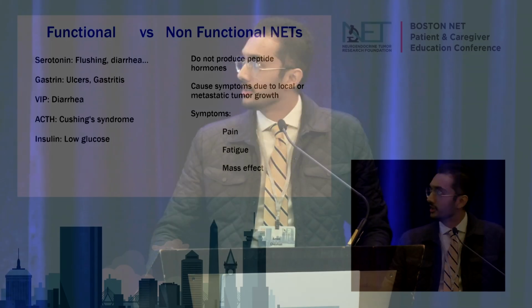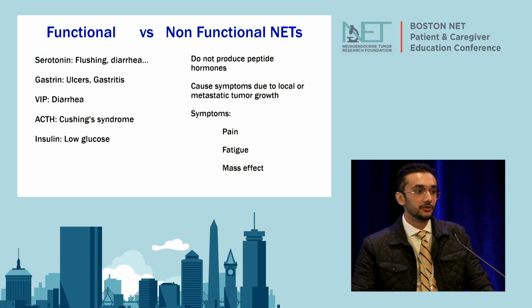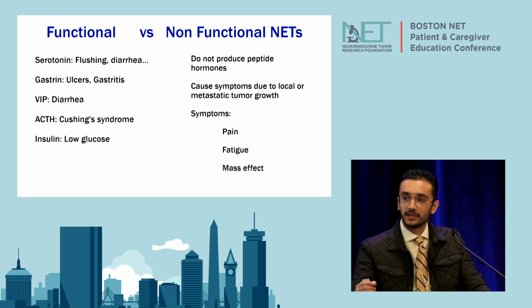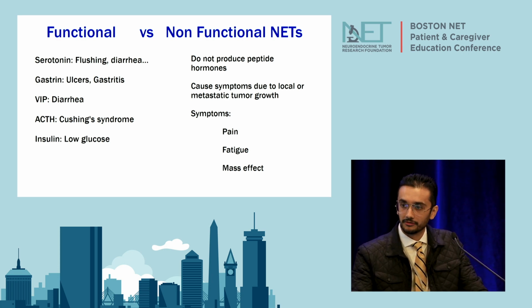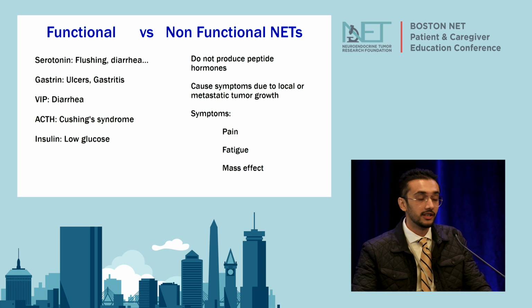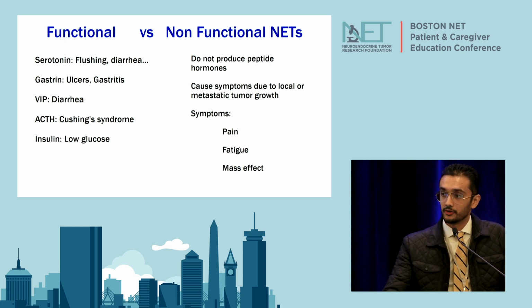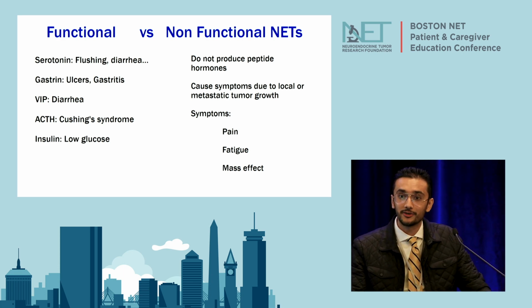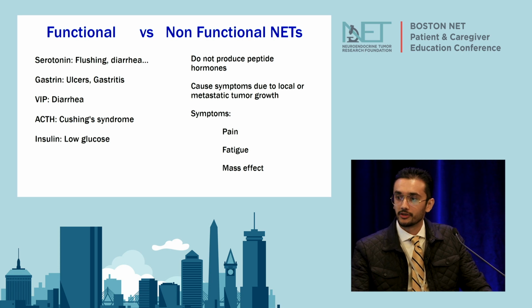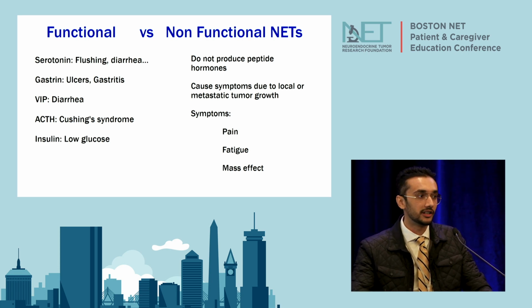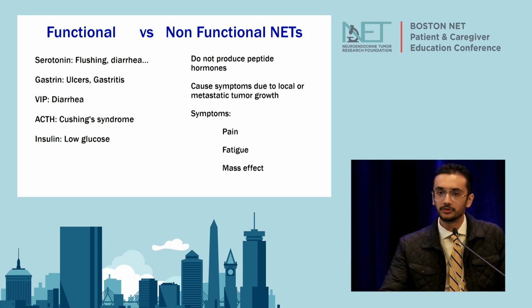Regardless, both these categories of tumors can cause symptoms. Functional neuroendocrine tumors produce symptoms based on the specific hormone they are secreting. And the common hormone is serotonin. We all heard about carcinoid syndrome. So serotonin overproduction can lead to flushing, wheezing, diarrhea. We would be talking in a little bit more detail about those.